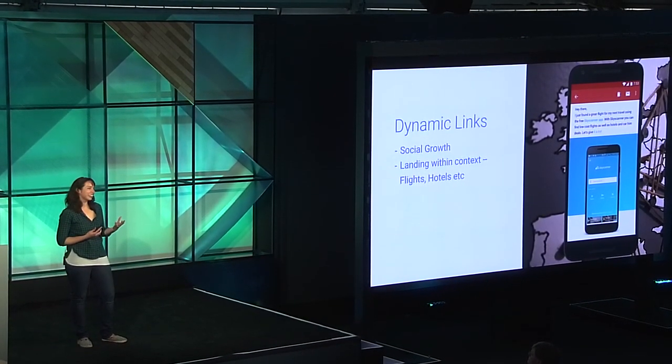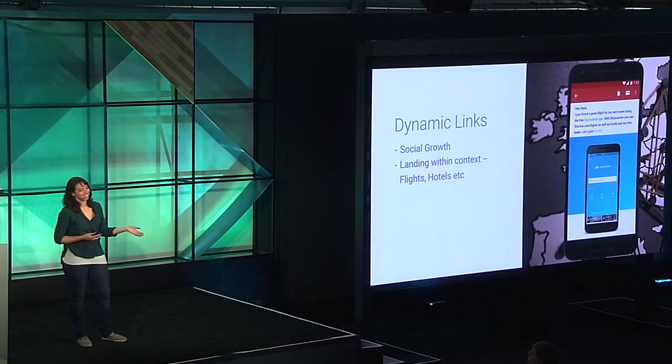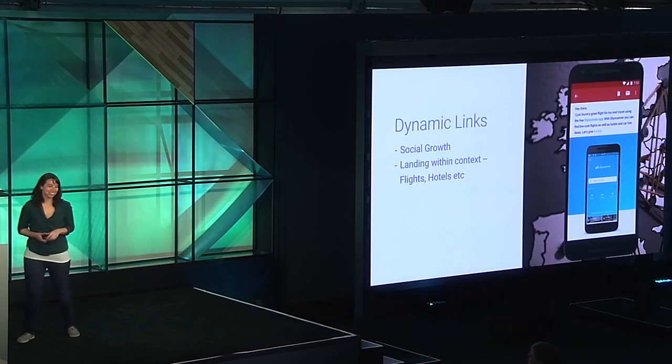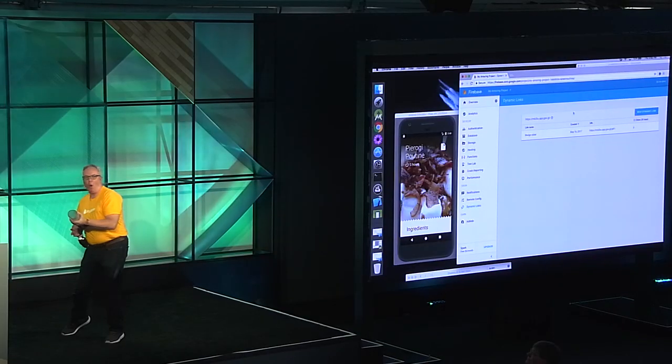I could just go ahead and include a dynamic link in my blog post and send users right to that recipe in my recipe app. And we will show you how to go ahead and create a dynamic link in the Firebase console. So if we could switch to the demo device.